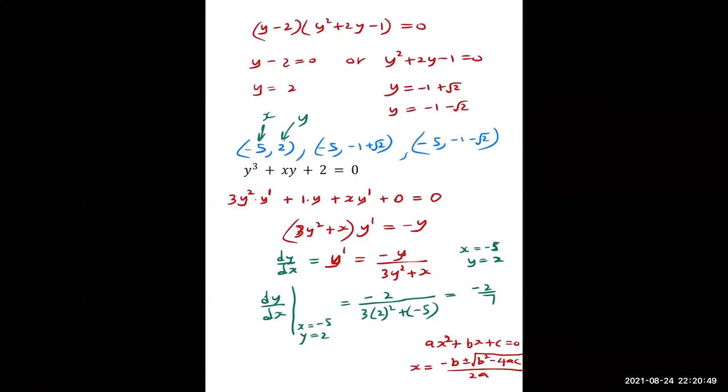Well, you can use the point slope form of the equation of the line to find the equation of the tangent. y minus y1 is equal to m times x minus x1. Of course, your value of m is minus 2 over 7. That will come here. And your x1, y1 is nothing but (-5, 2). Okay, I'm not going to do it.